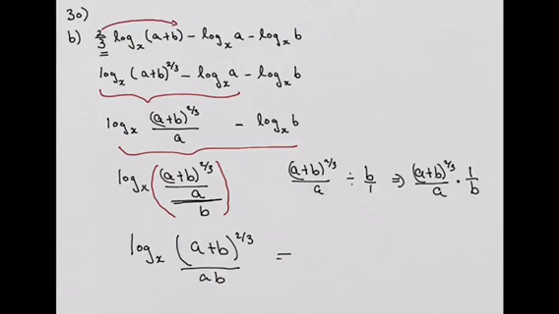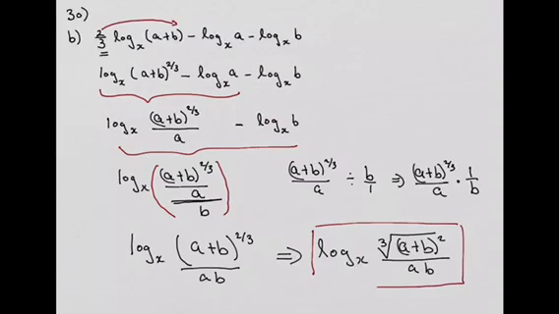And then we know that a fractional power, once again, is some form of a root. So log base x of the cube root of a plus b, everything squared, all of that over ab. And this would be the final answer for problem 30B, which is the end of problem 30.